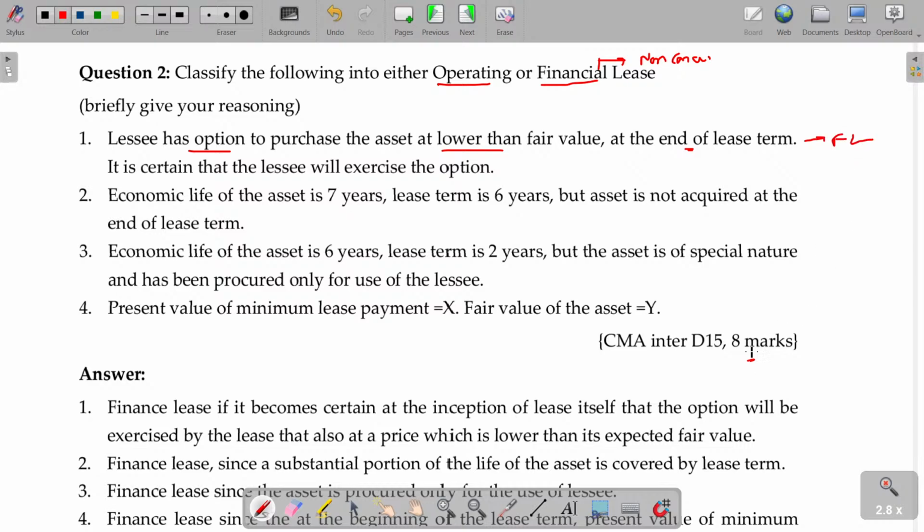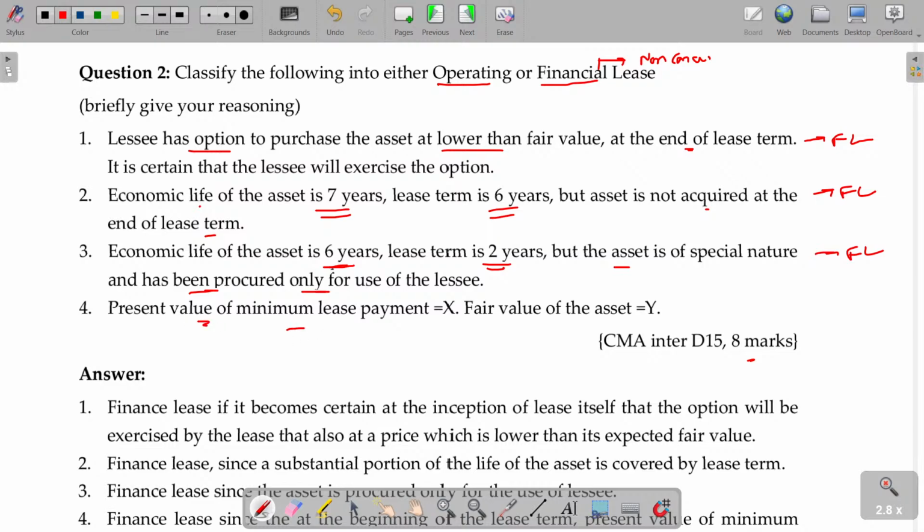8 marks question in CMA. 2 marks over. Economic life of the asset being 7 years, the lease term being 6 years. Major, but the asset is not acquired at the end of the lease term. Not necessarily to acquire. But the main lease period is almost closer to the life period. Finance lease. Economic life of the asset being 6 years, lease term is 2 years. But the asset is of special nature and has been procured only for the use of the lessee. Lessee's purpose only, the asset purchased. Finance lease.